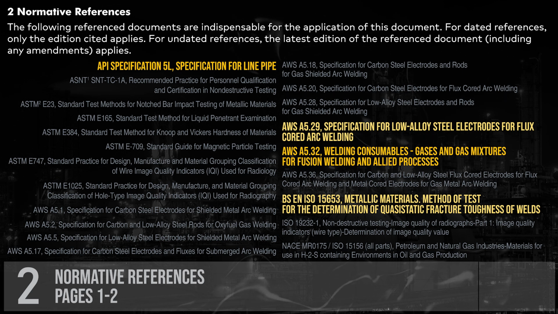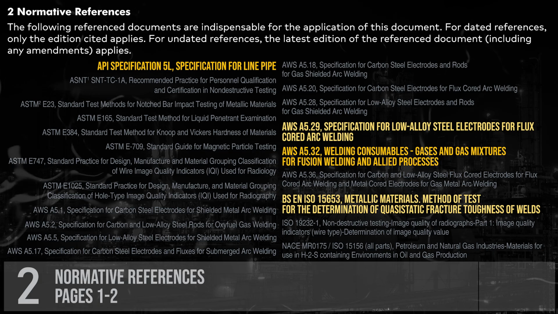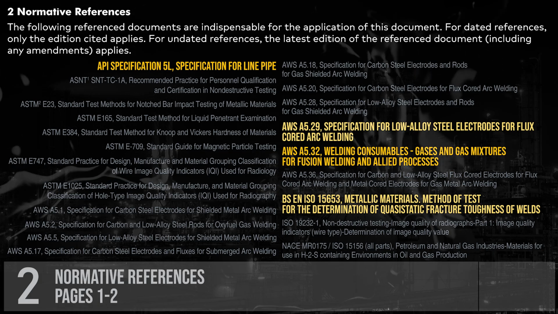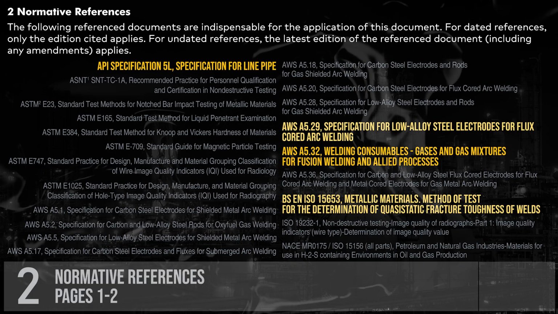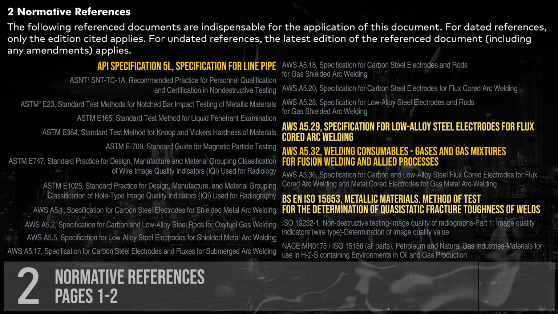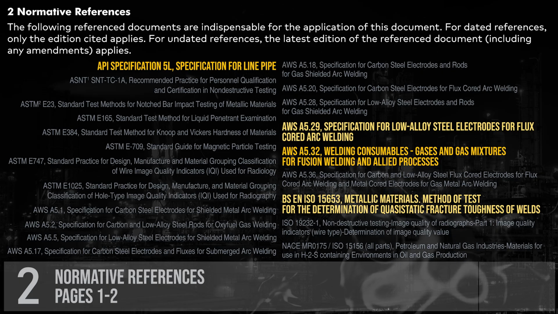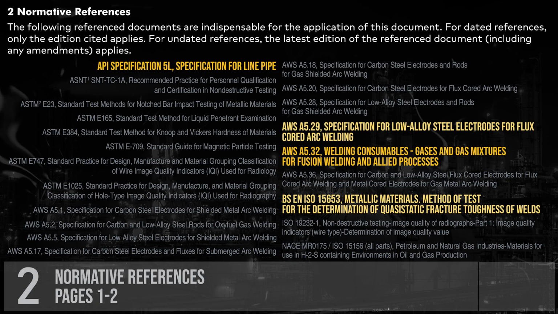AWS A5.5 Specification for low alloy steel electrodes for shielded metal arc welding. AWS A5.17 Specification for carbon steel electrodes and fluxes for submerged arc welding. AWS A5.18 Specification for carbon steel electrodes and rods for gas-shielded arc welding.